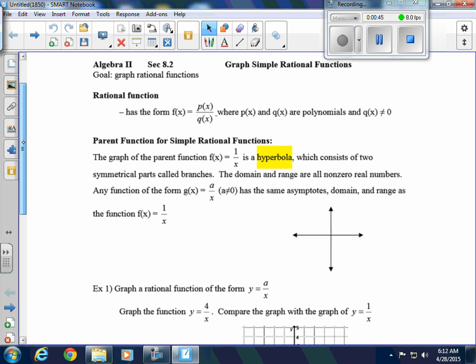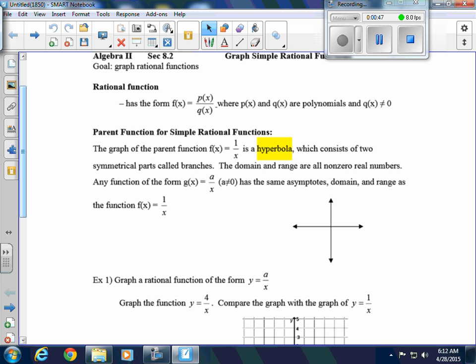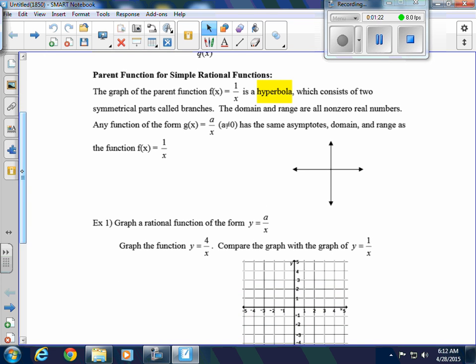When we talk about the parent function for a simple rational function, the parent function is f of x equals 1 over x. This graph is called a hyperbola, and it consists of two symmetrical parts called branches. The domain and range are all non-zero real numbers. Any function of the form g of x equals a over x, where a cannot be 0 because then it's just 0, has the same asymptotes, domain, and range as f of x equals 1 over x.